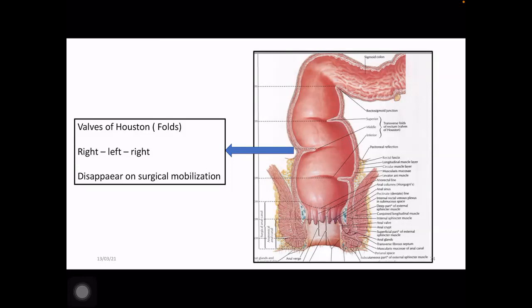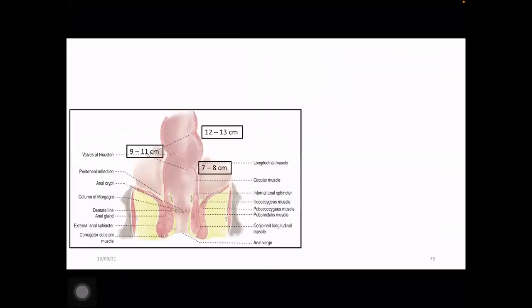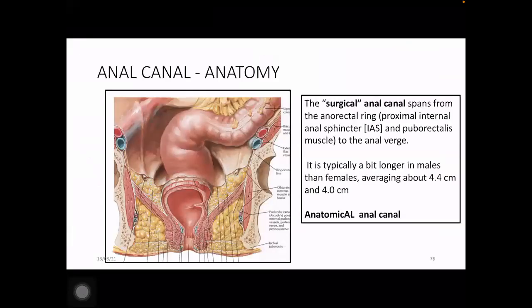Okay, so when it comes to exams, you have to read the other choices and judge whether the question is taken from Shackelford or Sabiston, and accordingly go for the right answer. Also, the other point to remember is that Sabiston gives right, left, right, and all these valves disappear on complete rectal mobilization. And remember, complete rectal mobilization will give an additional 5 centimeters of length for the rectum. Fine. So these are all the Houston's valves configurations.